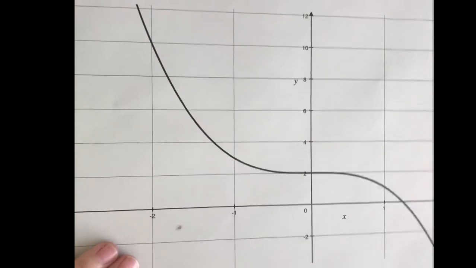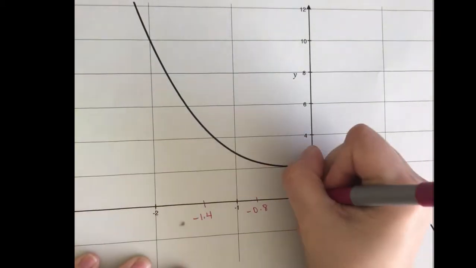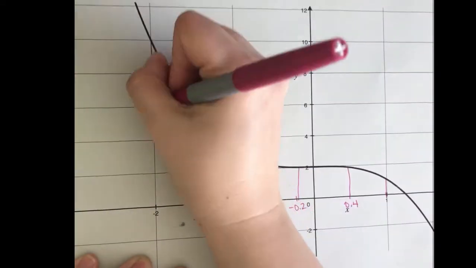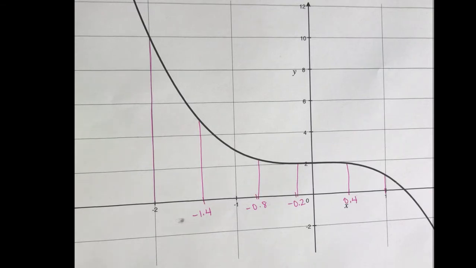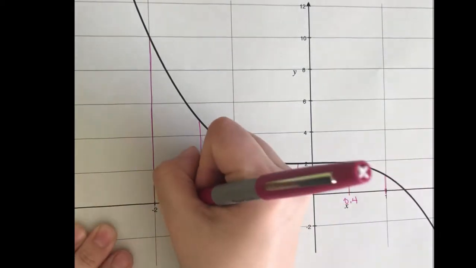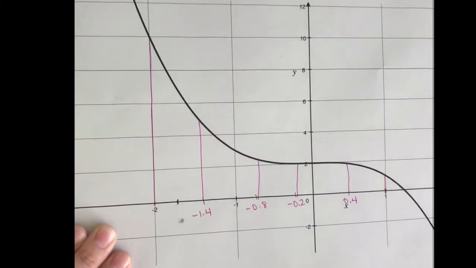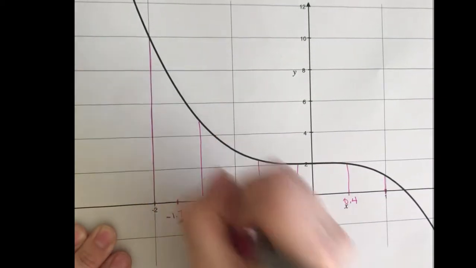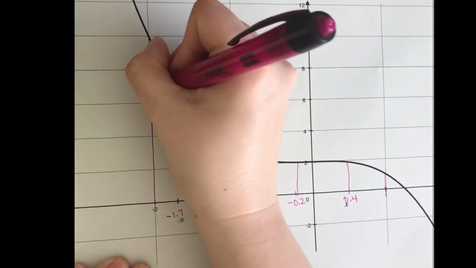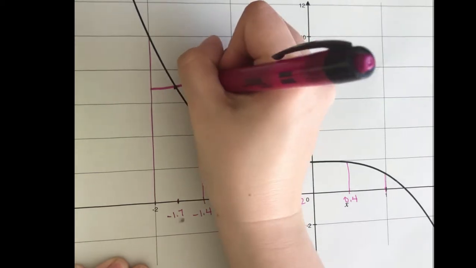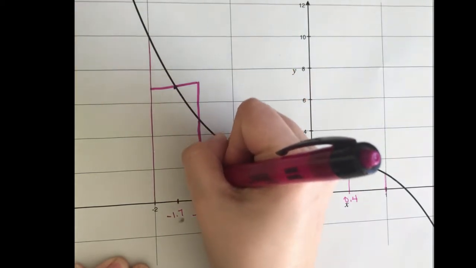Now the last case is when we have the midpoint rectangles. The difference with the midpoint is that the height comes from the middle of the individual subinterval. So if I'm between -2 and -1.4, I need to go in the middle here, which is -1.7, to get the function height. The function height comes from here. So I'm going to draw my function height and then again complete my rectangle where I need to.